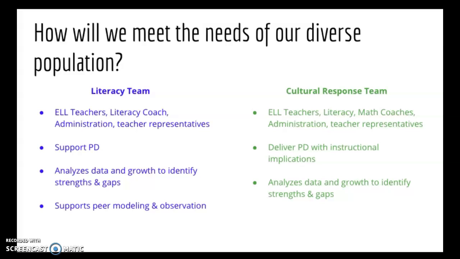Another group will be established that speaks to our diverse population of students. As our school breakdown shows, we have 35% English language learners and about 18% of students with disabilities and 48% of students with free and reduced lunch. These students make up a huge percentage of our total population, so their specific needs need to be taken into account. To support our diverse population of students and close the gap in proficiency among our ELL and students with disabilities, we will establish a culturally responsive team made up of ELL teachers, literacy and math coaches, administration, and teachers to deliver PD and analyze data and growth to identify strengths and gaps in our instruction and curriculum. This team will deliver PD that has clear instructional and curricular implications that support a worldview perspective that embraces our ELL population, how we serve our students with disabilities and students in poverty.